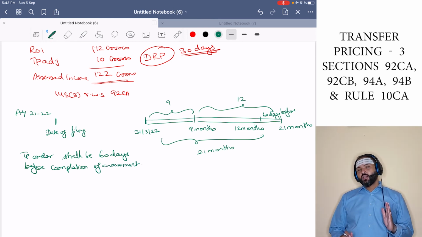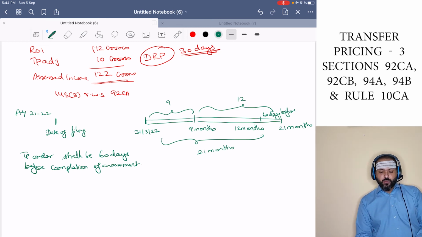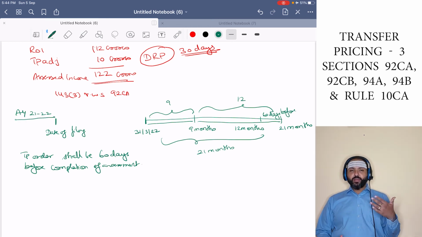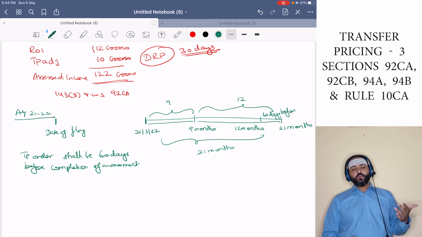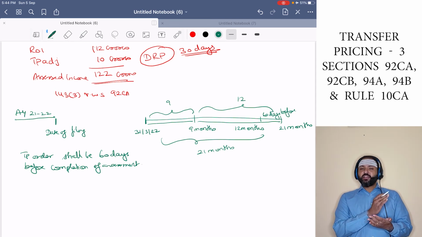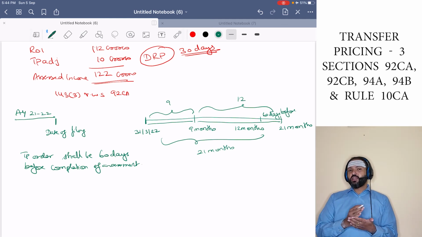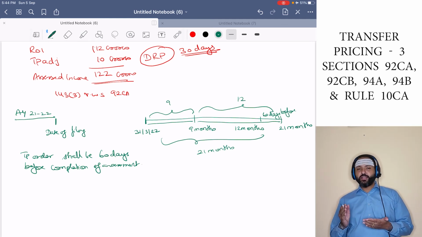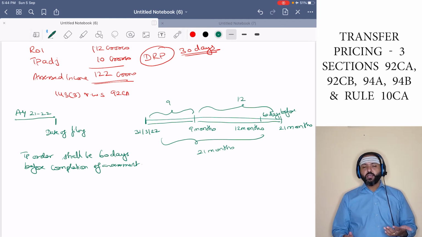So what is the time limit? This is only for AY 21-22, not before that. So for AY 21-22 onwards, what will happen? The moment I file return of income and the end of that assessment year, 9 months is the time I have as an assessing officer to complete the regular assessment, 143.3.